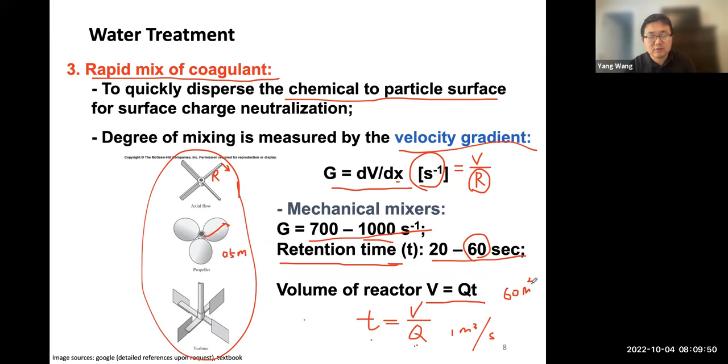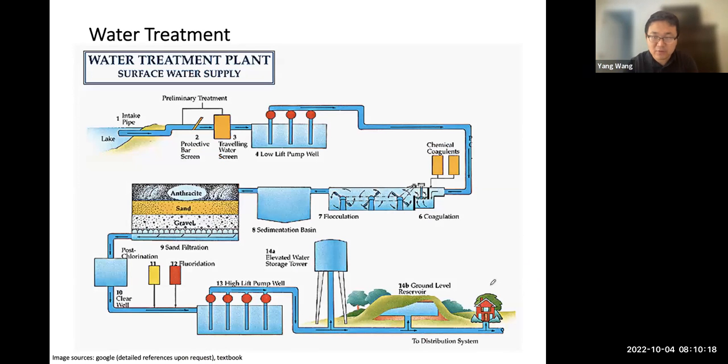But 60 meter cubed is a relatively small volume. If you think about a container that has a depth of 2 meters, then the surface area is 30 meters squared. That's just a 5 meter by 6 meter surface area, which is a relatively small space. That's why for the coagulator, we just need a smaller volume. That is because we require a shorter residence time, and there's also rapid mixing going on.